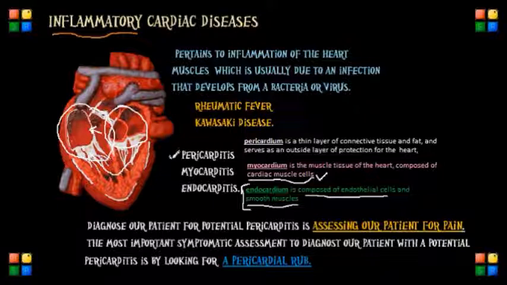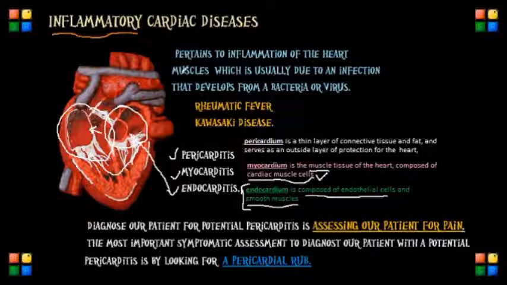Again, with that in mind, we can simplify this even more by saying that pericarditis is an inflammation of the pericardium, which is the sac surrounding the heart, right? Myocarditis is an infection of the heart muscle, right? Since it's the middle layer, the heart muscle. And lastly, endocarditis is, like I mentioned before, an infection of the heart valves, right? So that makes everything simpler and easier to remember.